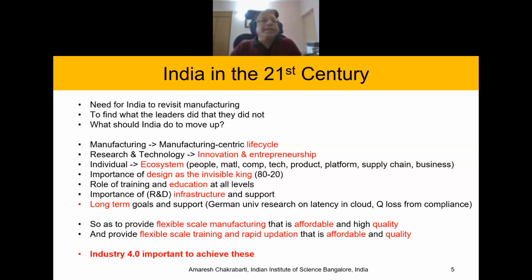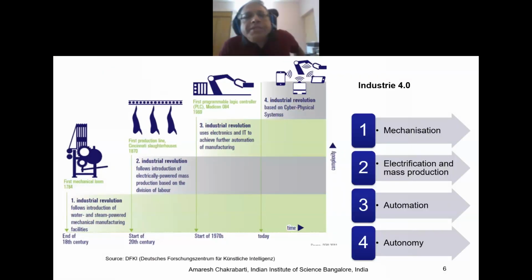And for doing that, Industry 4.0 is important. So let me come to Industry 4.0. I'm reasonably sure you all know what Industry 4.0 is. So therefore, I have only put one slide on talking about it. And if you look back at history, and this is one view of the history as it has passed, manufacturing went through four historic transformational phases.